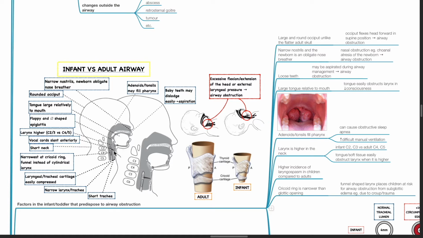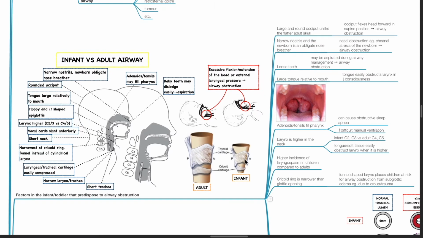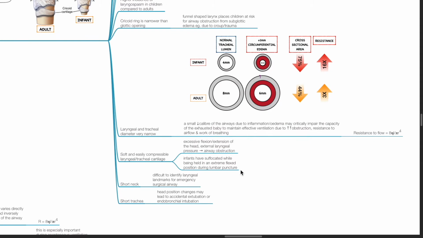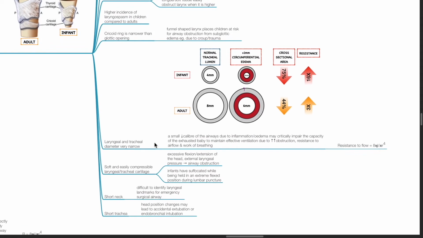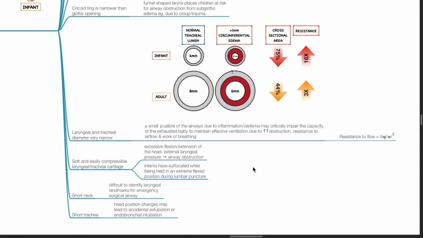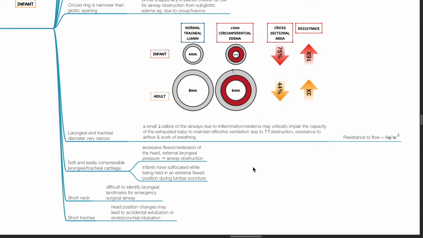There is a higher incidence of laryngospasm in children compared to adults. The cricoid ring is narrower than the glottic opening, and this creates a funnel-shaped larynx that places children at risk for airway obstruction from subglottic edema, such as in croup or trauma. The laryngeal and tracheal diameter is very narrow. A small decrease in caliber of the airways due to inflammation or edema may critically impair the capacity of the exhausted baby to maintain effective ventilation due to increased airway obstruction, resistance to airflow, and work of breathing.